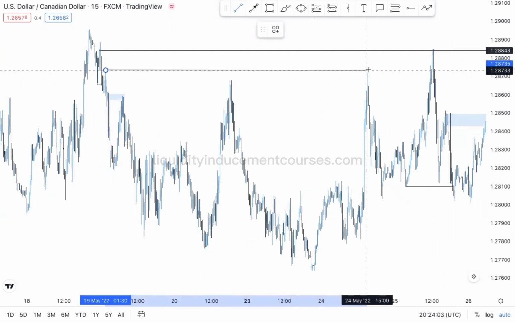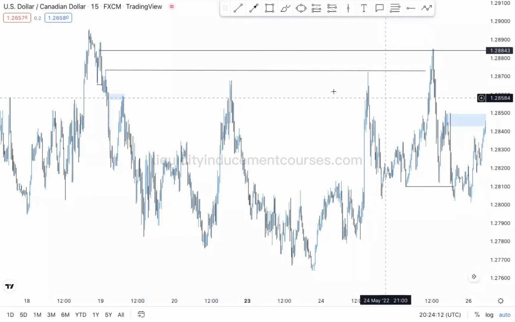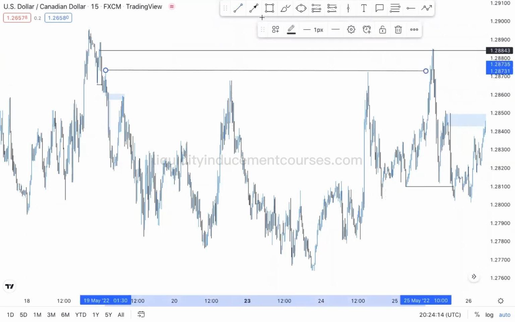I want to believe you can see my screen properly. Yes, sir. For those of you who are looking from a phone, I'm sorry if it looks too small.